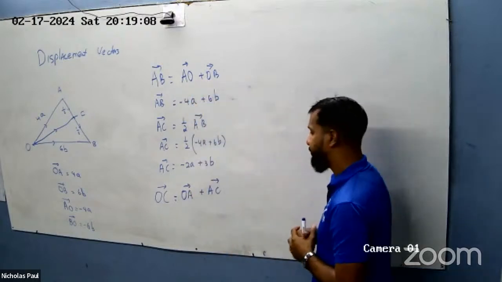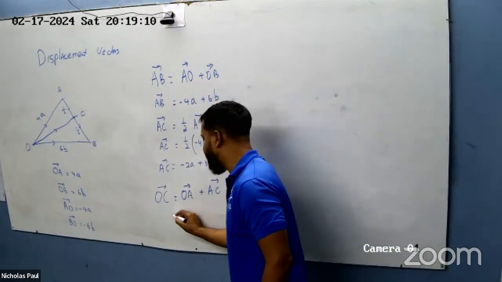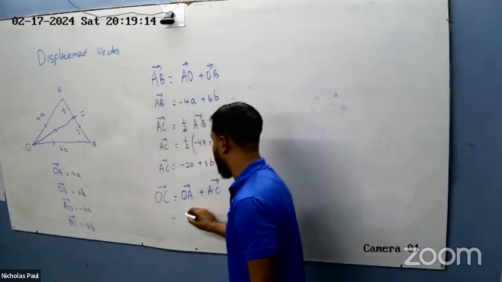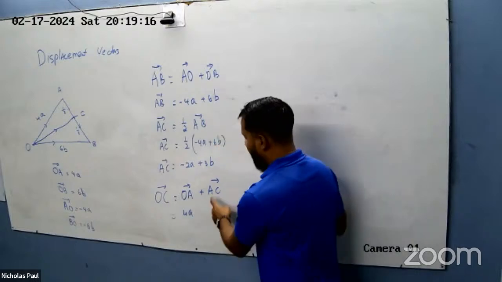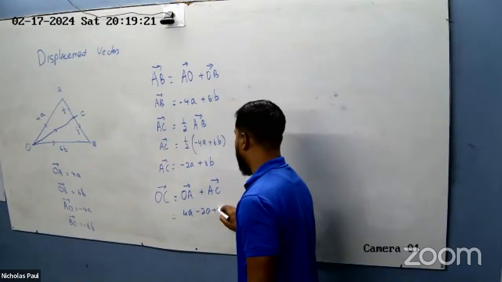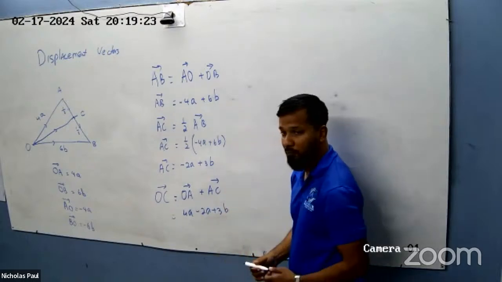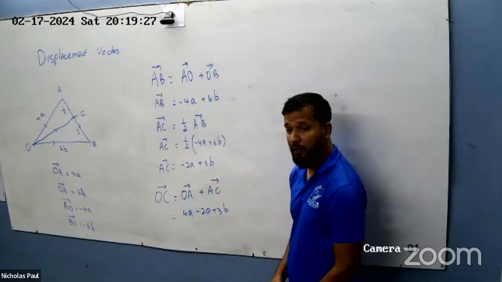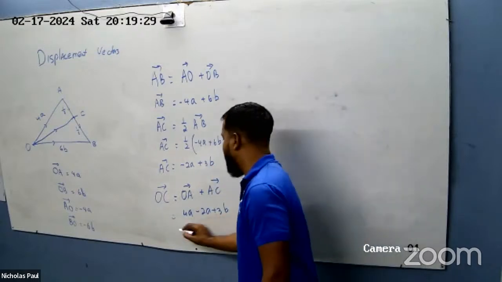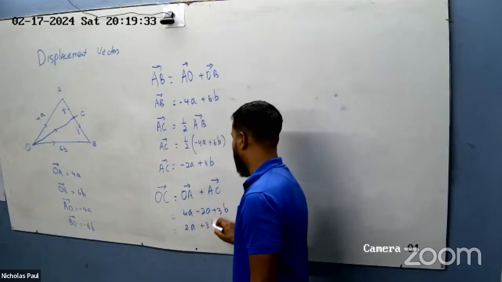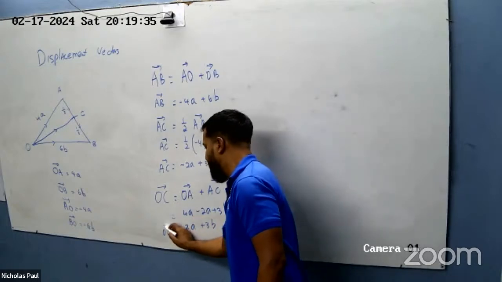All right? And then we're done. OA is what? OA is 4A. What's AC? AC is minus 2A plus 3B. Right? AC minus 2A plus 3B. And we're done. 4A minus 2A plus 3B. That is your O to C.